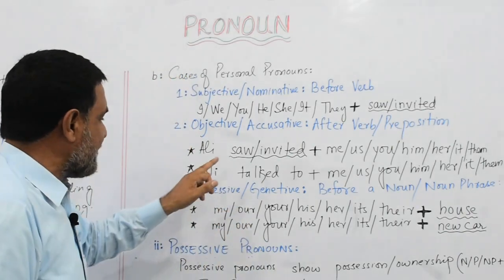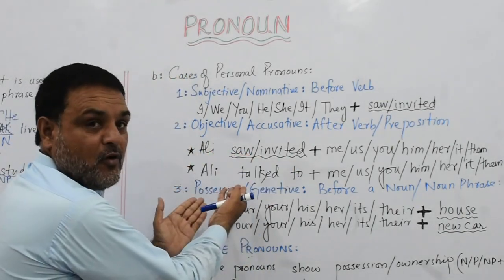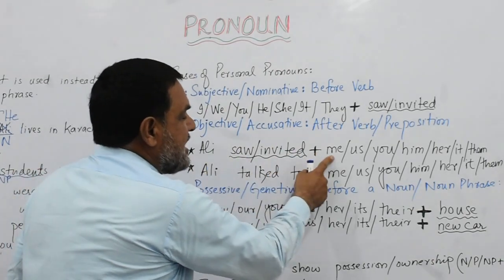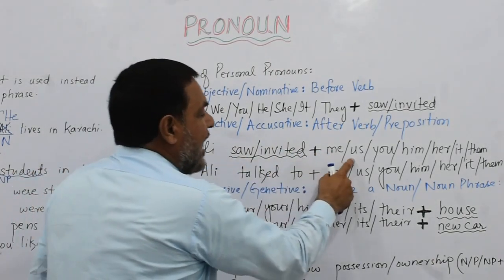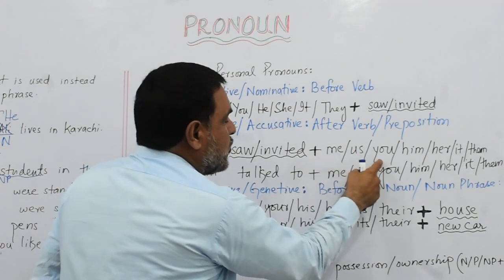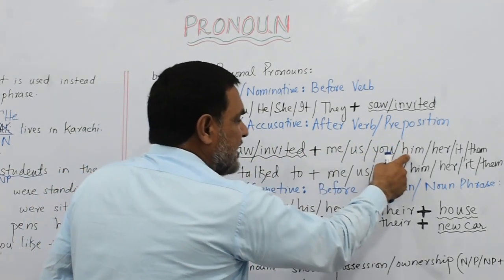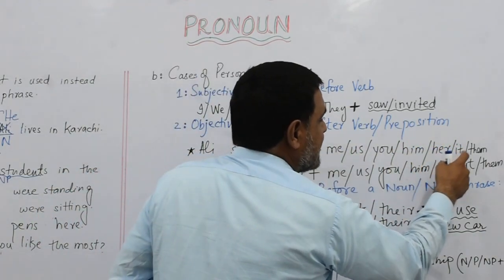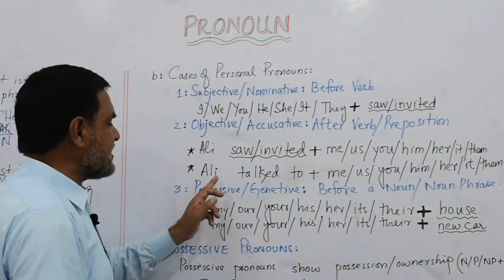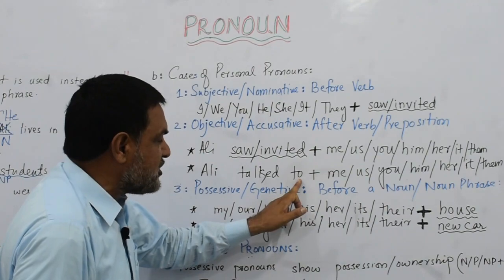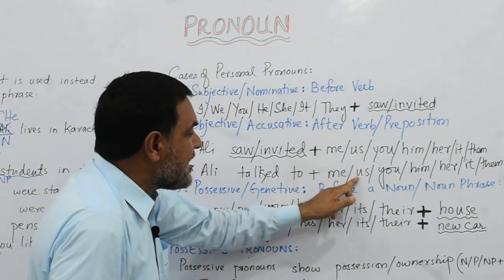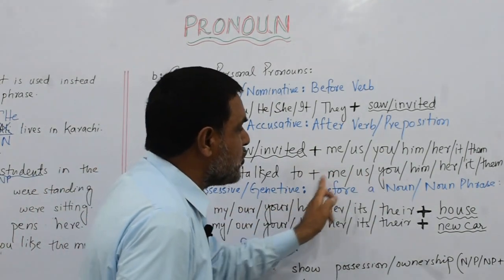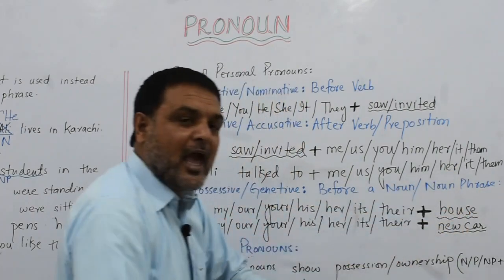So here are the examples. Now I have taken the verb before. Ali saw me, correct. Ali saw us, correct. Ali saw you, correct. Ali saw him, correct. Ali saw her, correct. Ali saw it, Ali saw them, correct. In the same way, Ali talked to, it's a preposition. Ali talked to me, to us, to you, to him, to her, to it, absolutely correct.